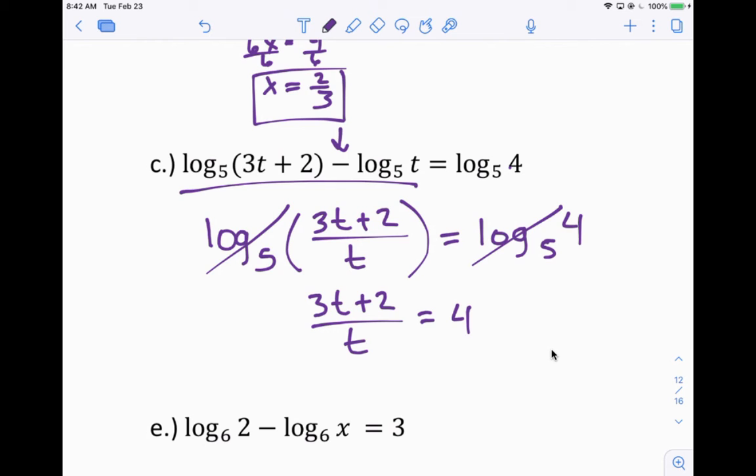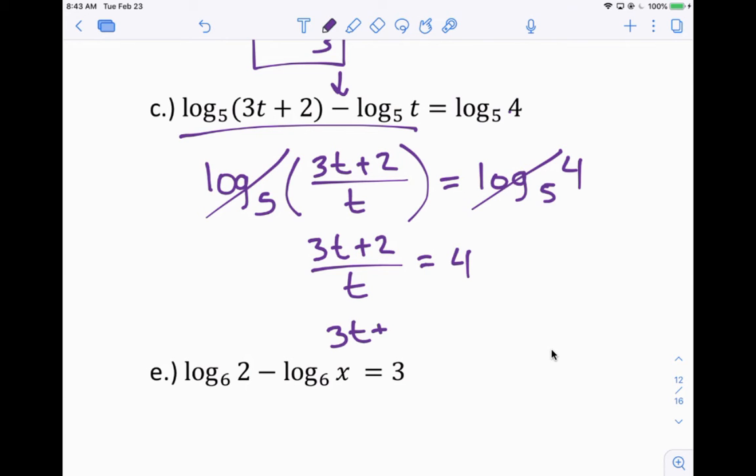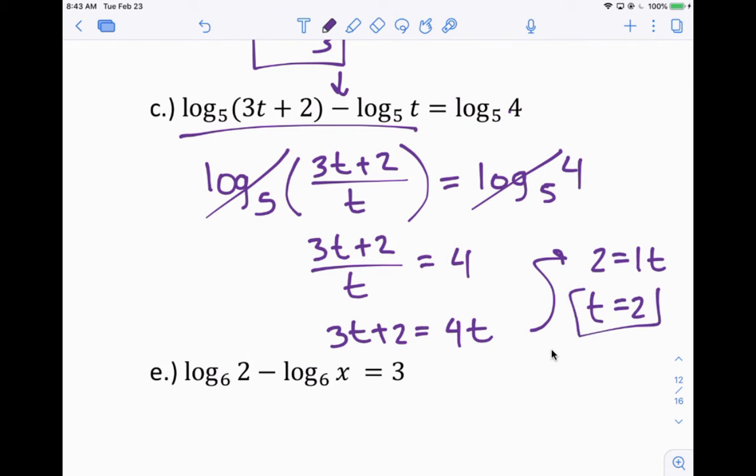Okay, now I've ended up at a rational, which kind of sucks, but I think this one's pretty easy to fix. I'm going to move that t to the other side, the bottom t, via multiplication. And we get 3t plus 2 equals 4t. Minus 3t to both sides, we get that 2 equals 1t, aka t equals 2. So it wasn't too bad after that.